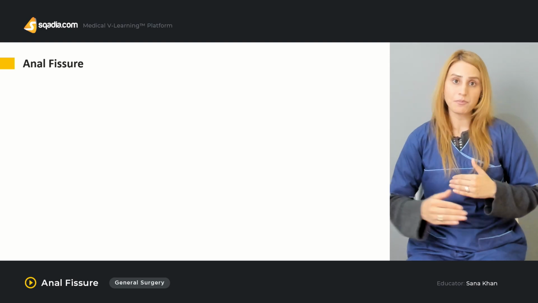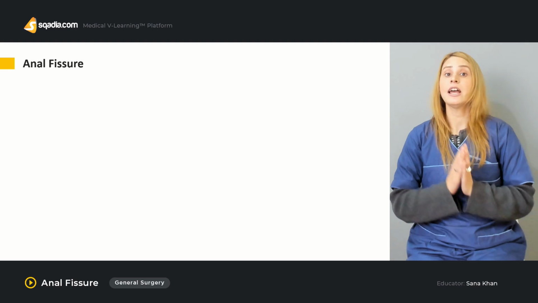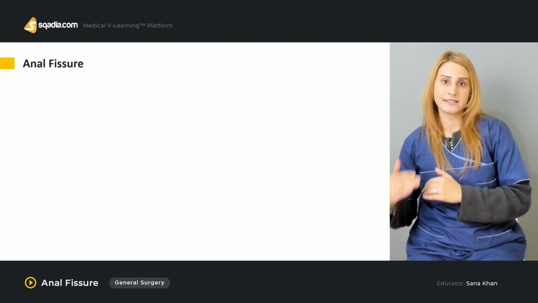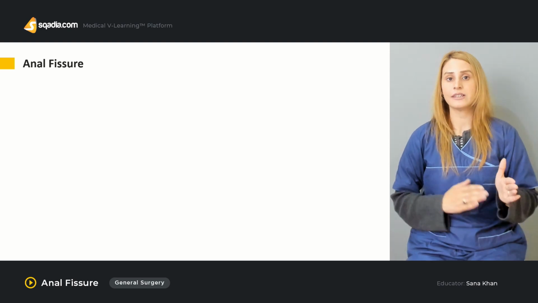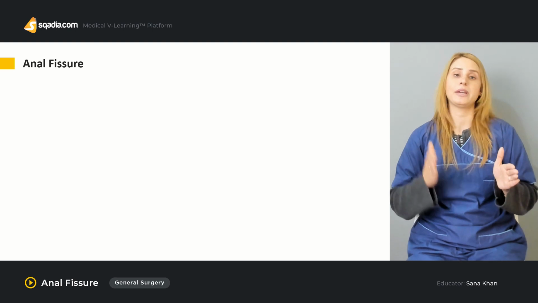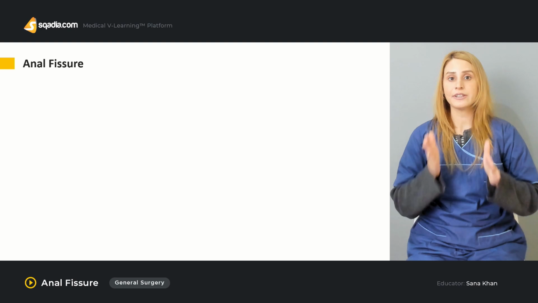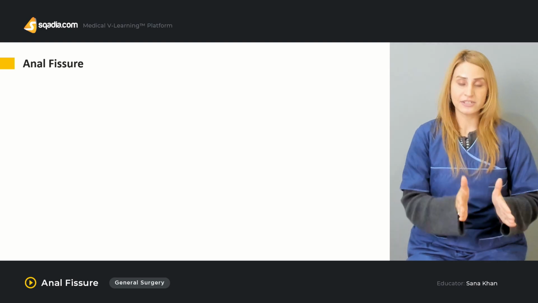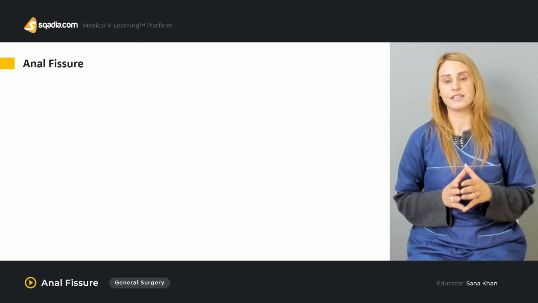There are three different parts of the external anal sphincter: the subcutaneous, the superficial, and the deep part. If you are moving from outward to inward, the outermost part of the external anal sphincter is the subcutaneous external anal sphincter. Then you have the superficial part, and then you have the deep part of the external sphincter.